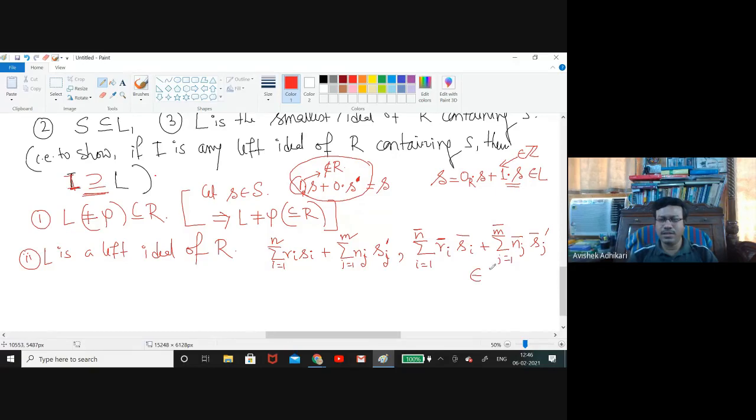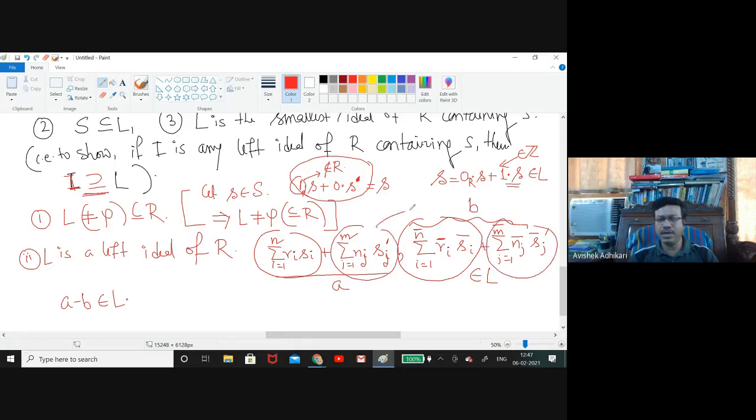So let these two elements belong to L. Then you can check that if you take a minus b, if I consider this to be element a and this to be b, then you can check that a minus b belongs to L, no doubt about that, because with respect to this addition it is commutative, so you can bring this element and this element side by side, and then this element and this element side by side after a minus b. Okay, so these two elements will be paired because plus is commutative, so you can do that.